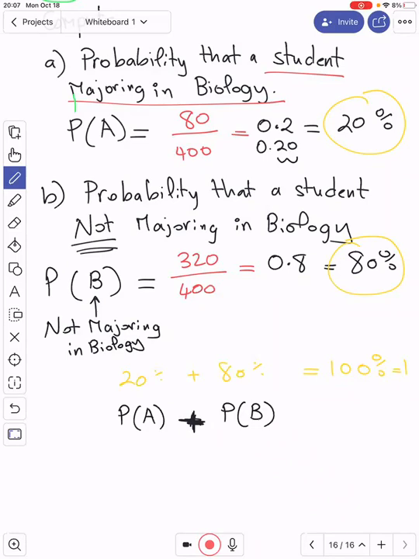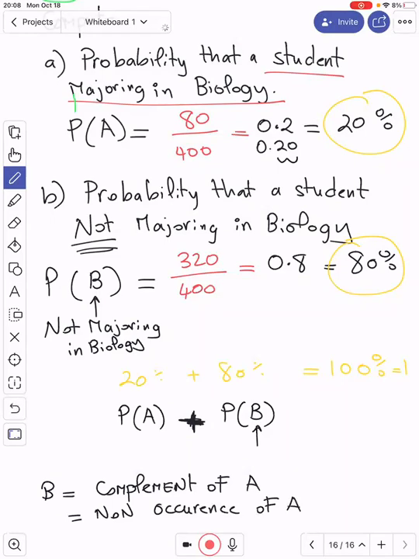So the event B, and that's what we discussed Wednesday and last week, will be the complement of the event A. A is a student majoring in biology, B is a student not majoring in biology. The non-occurrence of A, that would be B. This event B is called the complement of A, the event which corresponds to the non-occurrence of A.